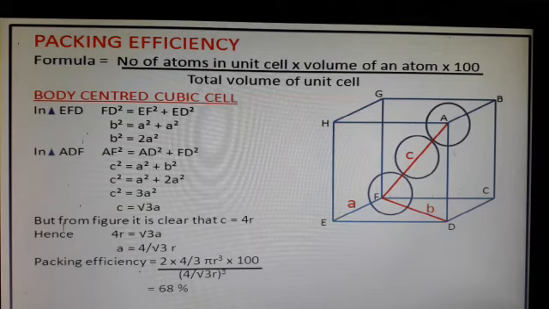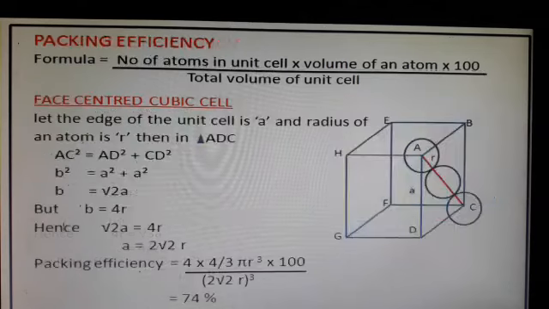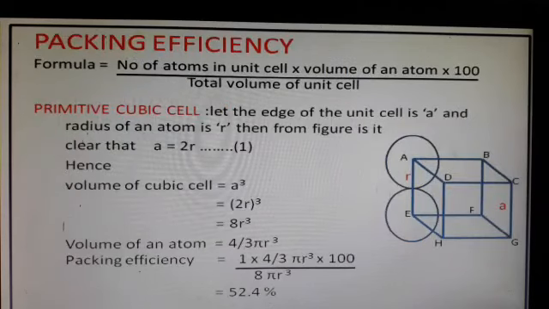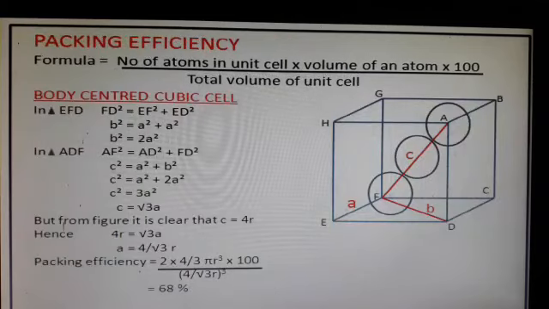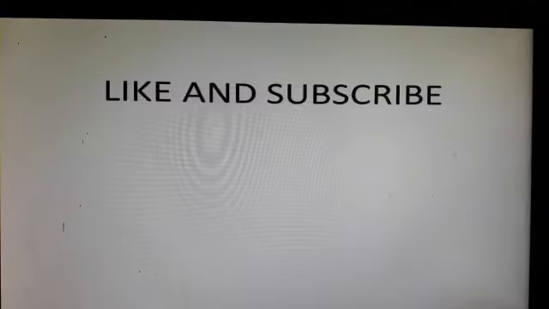So now quick revise the packing efficiency in three types of cubic cell. In BCC it is 68%, in FCC 74%, in primitive cell 52.4%. Remember these 3 points. Okay students, that's all for today's packing efficiency.